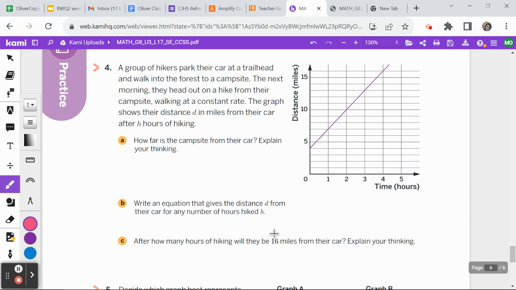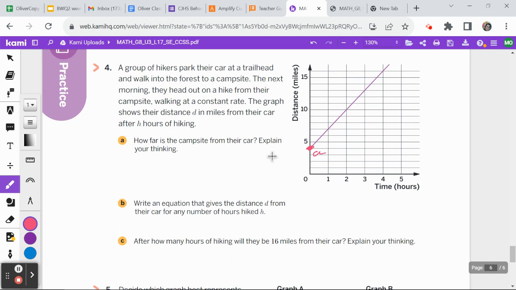All right, 4. We have a group of hikers. This is the graph for the trail. How far is the campsite from the car? All right, so we have a mile. So the distance from the car is this point where we're starting. So that's your answer to A. It's like your y-intercept.